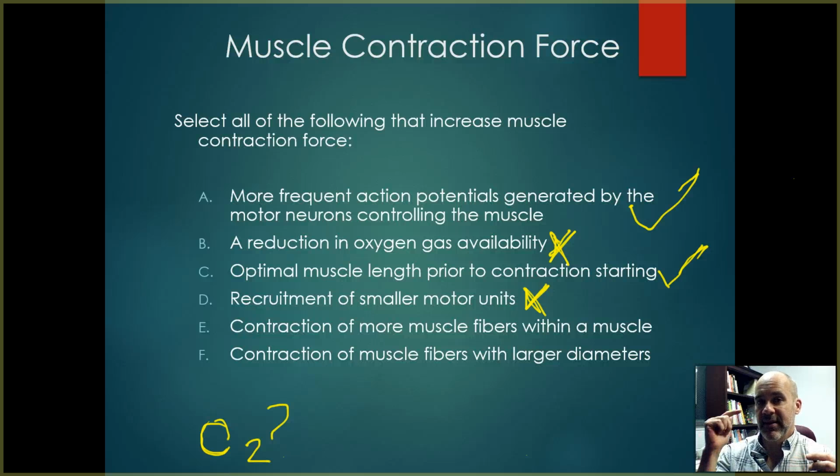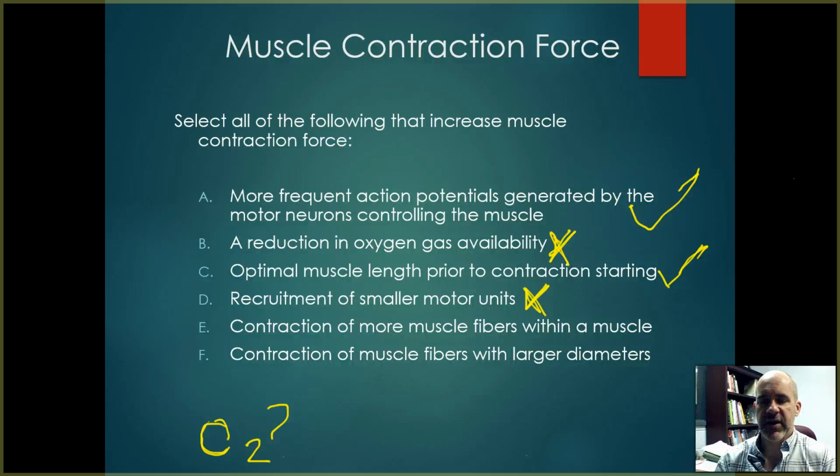Recruitment means the brain is recruiting or telling a motor neuron, stimulate your muscle fibers to contract. So if it's a motor neuron that's in control of more muscle fibers, that's going to generate a stronger contraction.